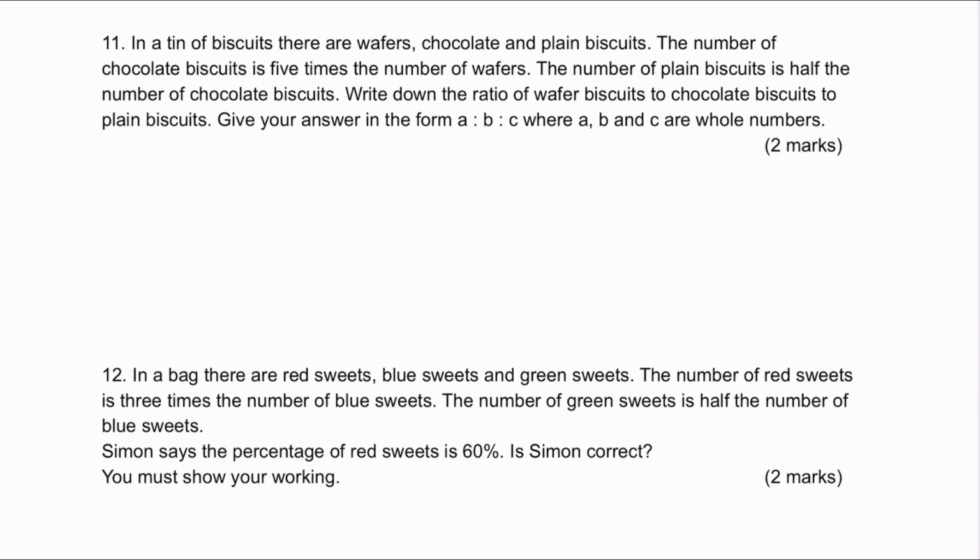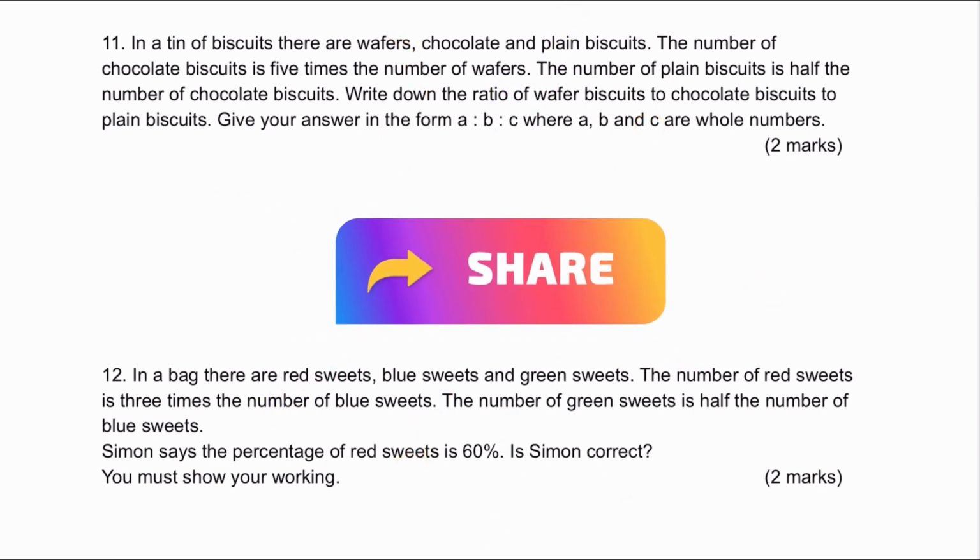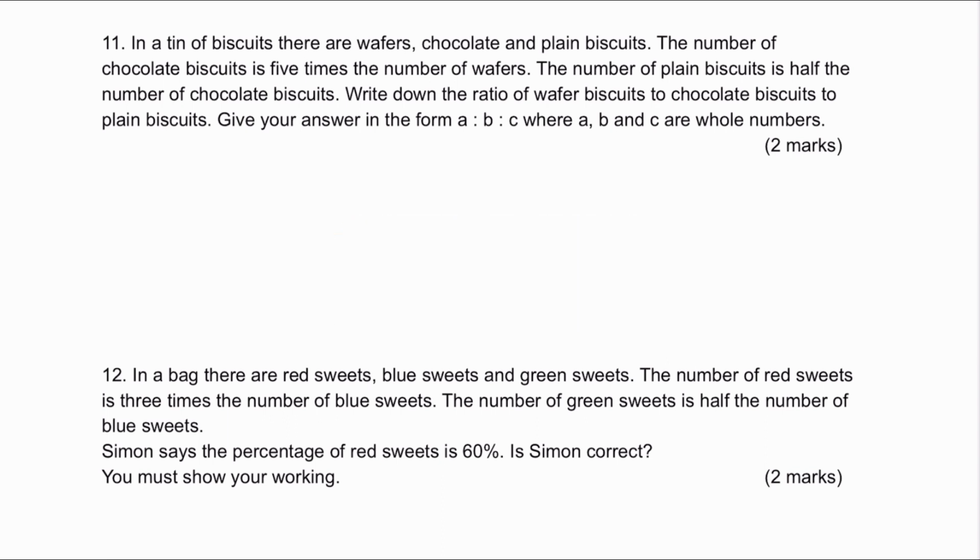So in a tin of biscuits there are wafers, chocolate and plain. If you read it through, the number of chocolate biscuits is 5 times the number of wafers. The number of plain biscuits is half the number of chocolate biscuits. All right, so a lot of reading going on in there. So let's have a look then at how that works out.